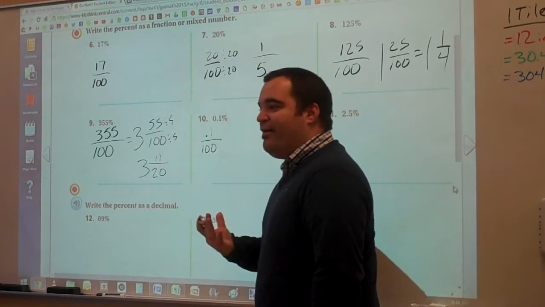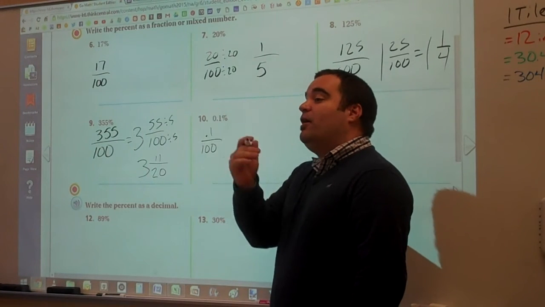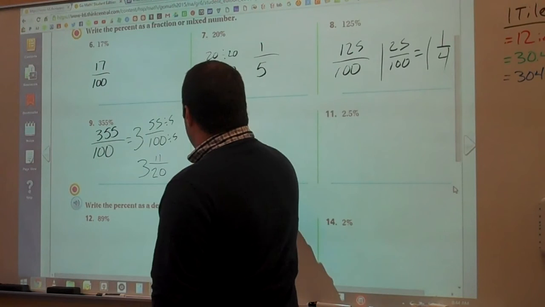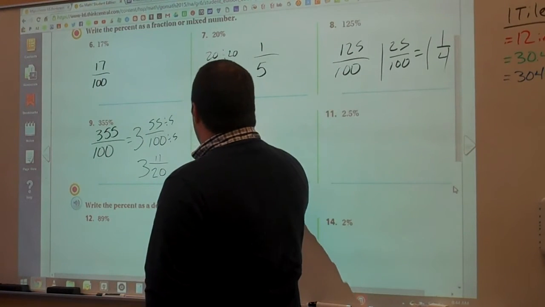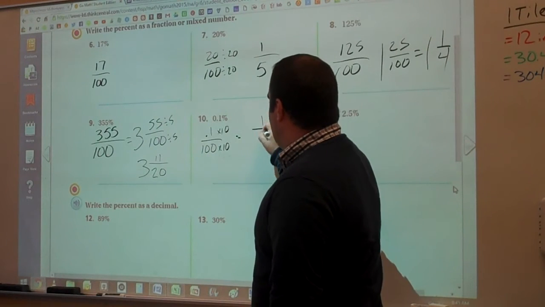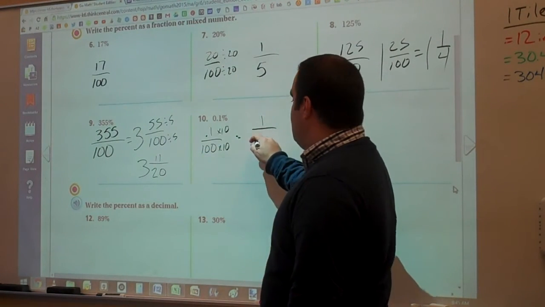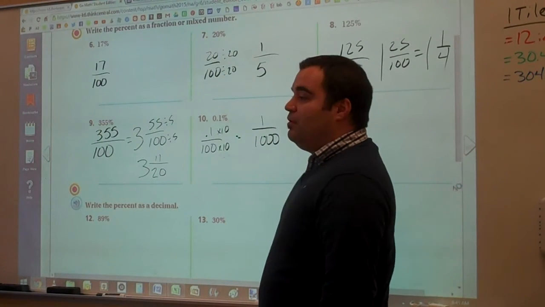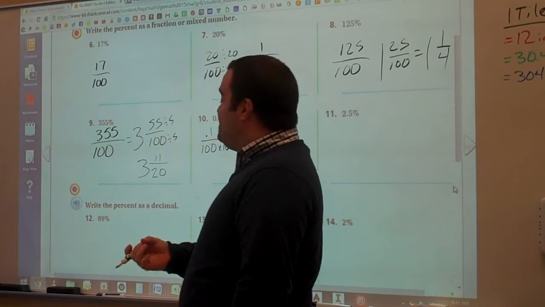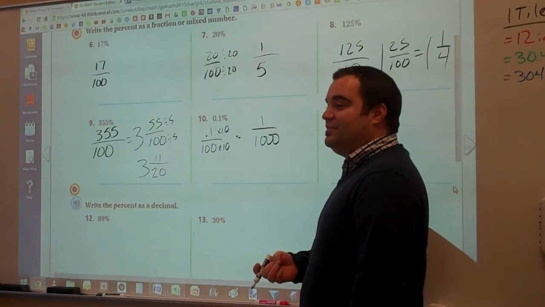But I can't have a decimal up there in my numerator. Multiply it by what, Dylan? 10. 0.1 times 10 is 1. 10 times 100 is 1,000. 0.1% is the exact same fraction as 1/1000.